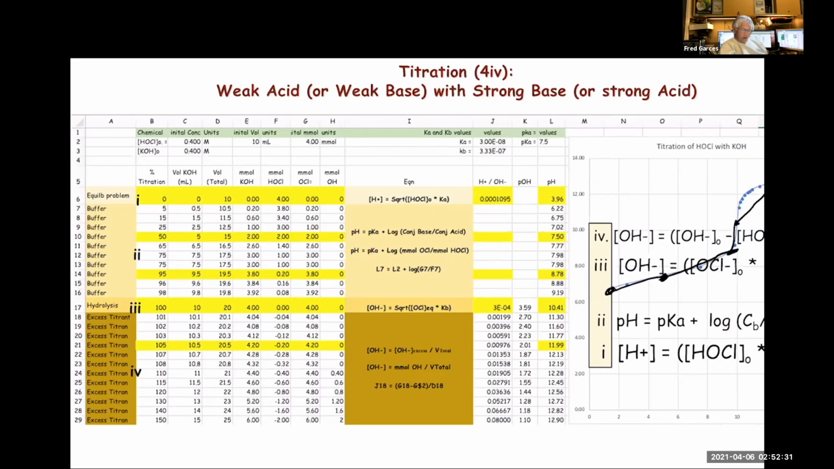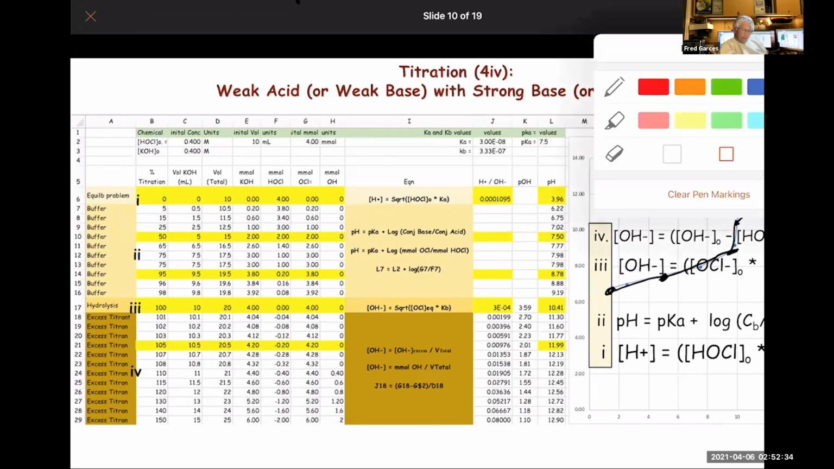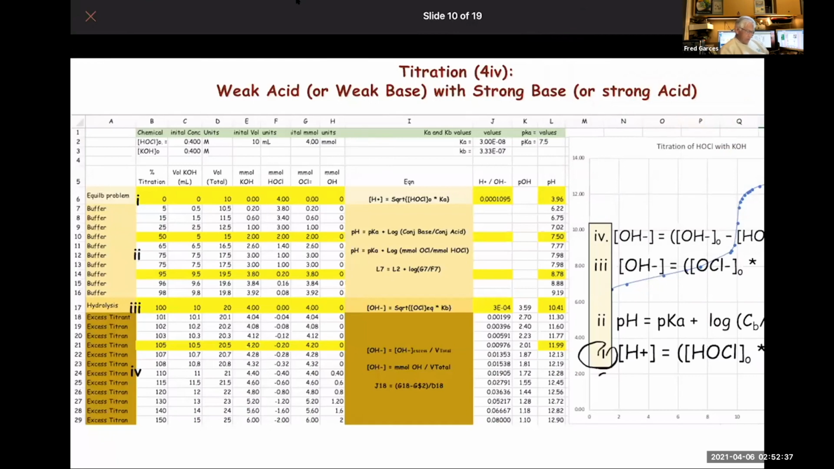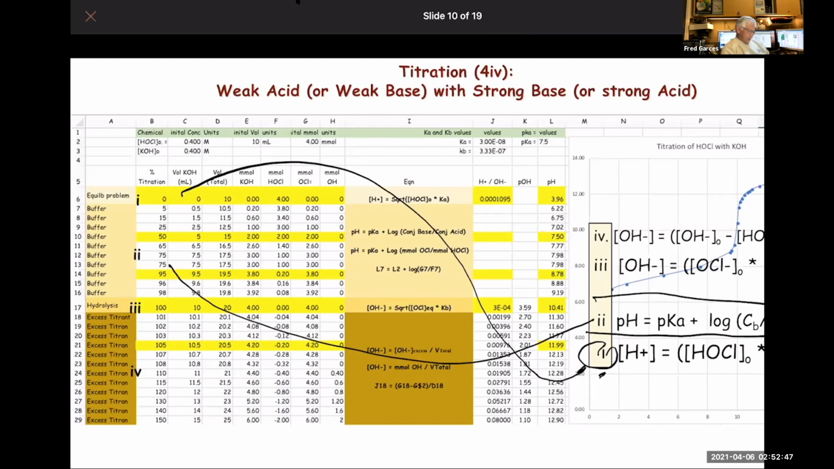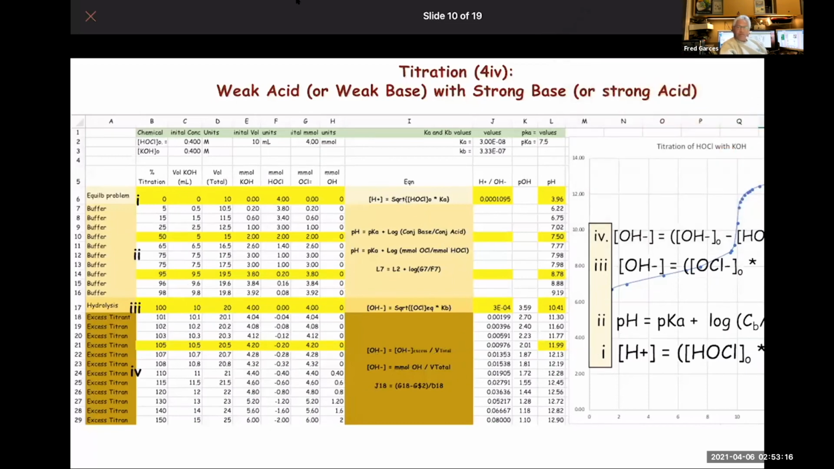So this right here is a summary of what we just talked about. This is for the weak acid situation. That's this point right here. This is your buffer situation. That is this point right here. From when you start to add titrant to right before the equivalence point, it's a buffer. This is when all your acid is converted to its conjugate. That's the equivalence point, right here. And this is the excess. That's this right here.